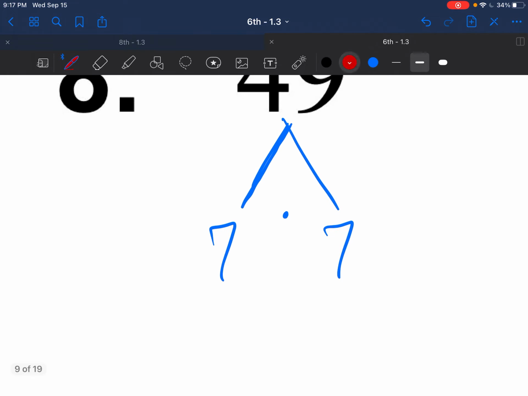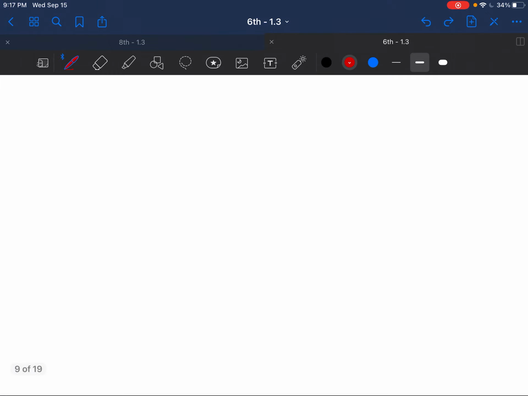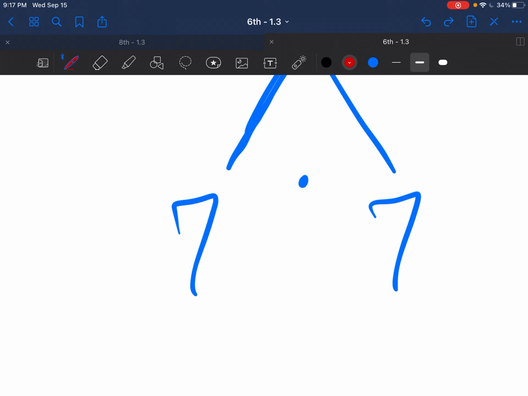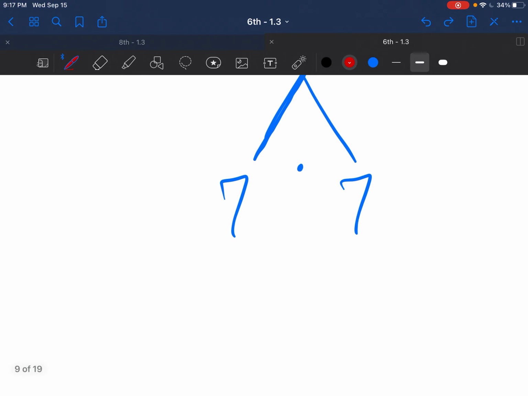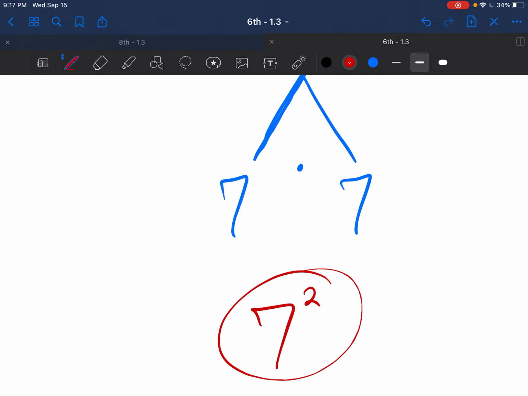Now, is there any other number that can go into 7? Nope, it's just 1 and 7, because 7 is a prime number. So that means we finished. Oops, what did I do? Now, all we need to do is make sure we put this in exponents. Well, I got two 7s, so that's going to make 7 to the second power.